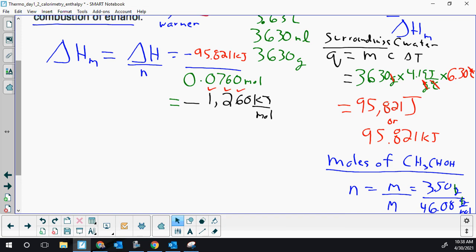Okay. This is a value we could look up in a data table and compare. Because the combustion of ethanol should always have the exact same molar enthalpy. Okay. This is a constant. The 2 values we just used to solve, these are variables, but the ratio is always the same. Okay. So that's how you calculate molar enthalpy from calorimetry data.